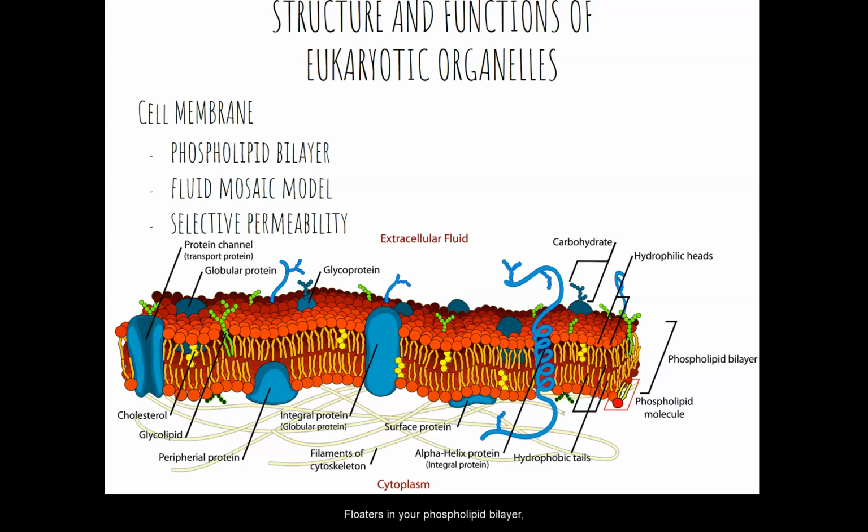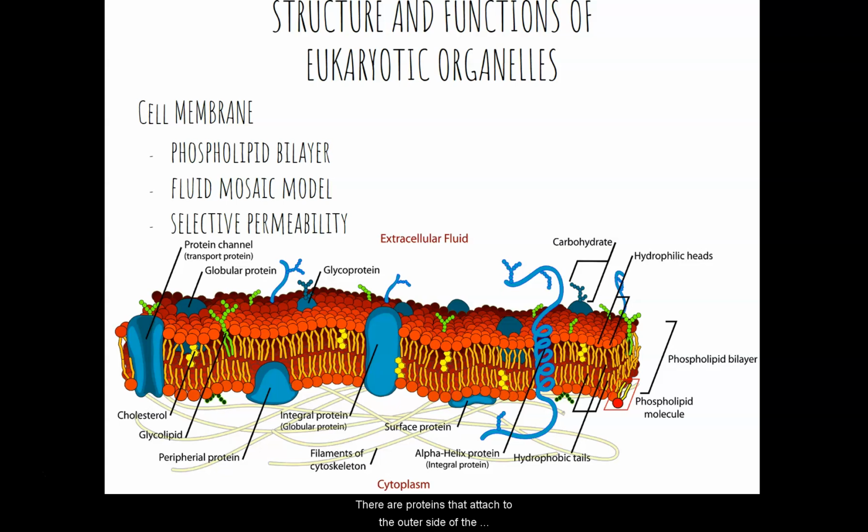The floaters in your phospholipid bilayer luckily aren't insects. Instead, you've got a whole bunch of different sorts of proteins, and these have got all sorts of functions. Some of these proteins are tubes and function like gates, allowing chemicals in and out. There are other proteins that are involved in signaling both within the cell and between cells. Your cells have to communicate with each other.